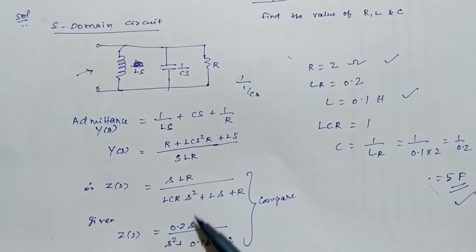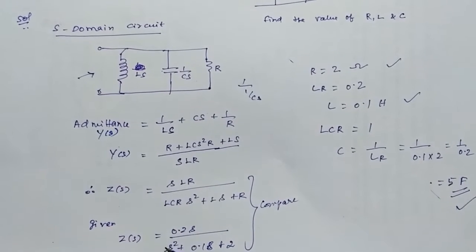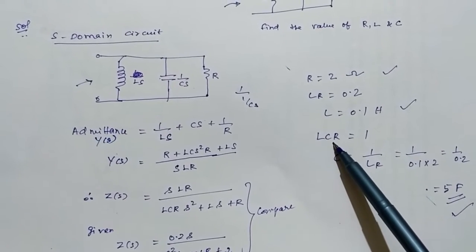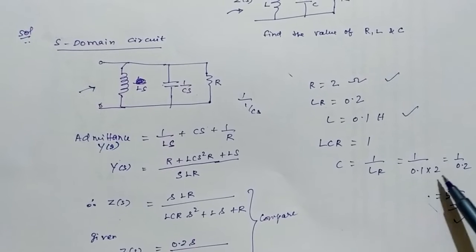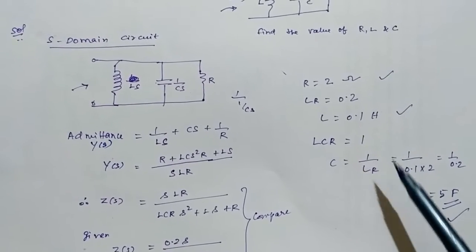In the denominator, the S square coefficient LCR is equal to 1. Substitute the inductance and resistance values and calculate the capacitance, which is equal to 5 farad. So the resistance, inductance and capacitance are calculated.